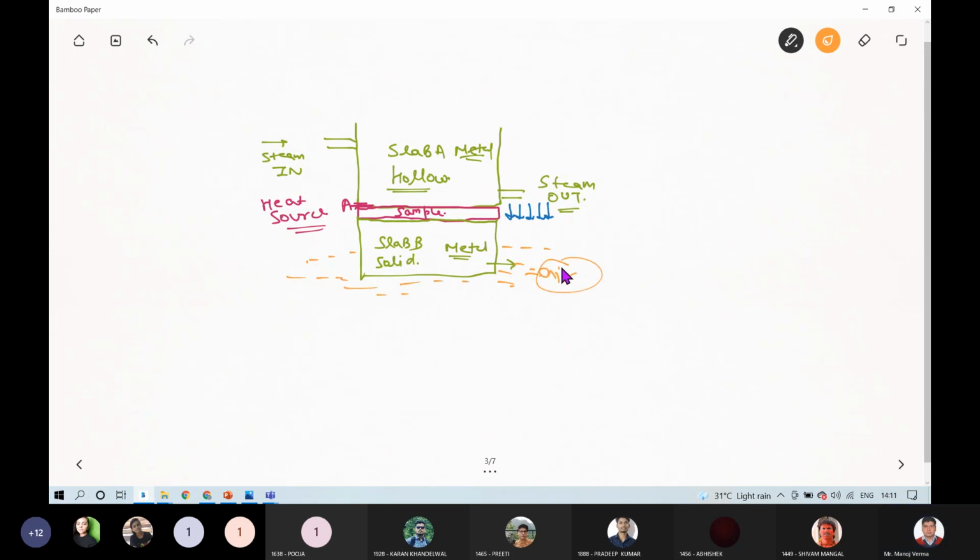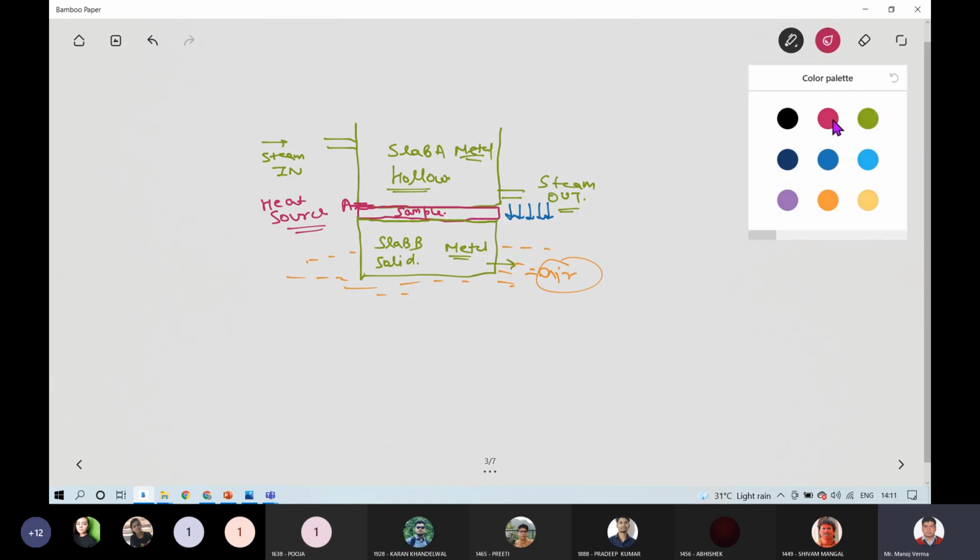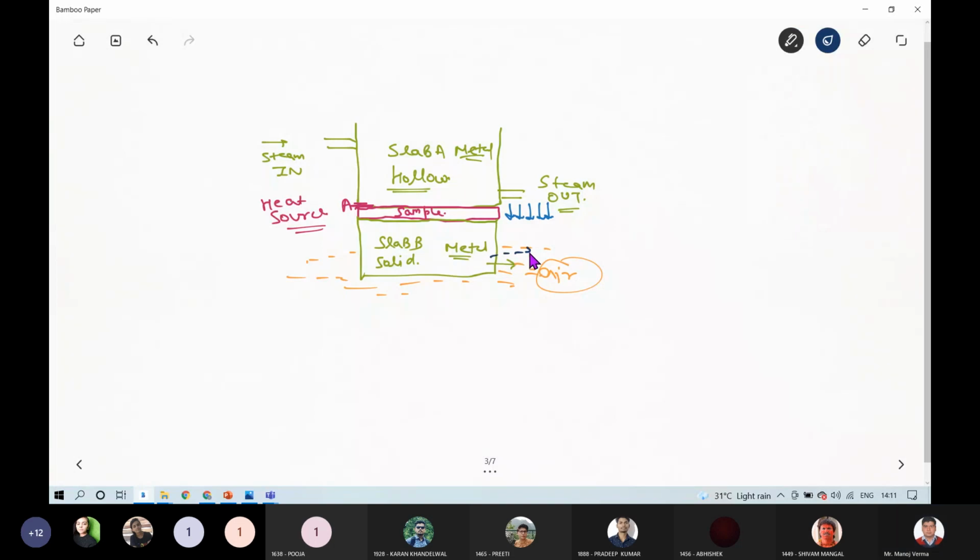But as you see, any material which has higher temperature will lose its energy to the surrounding through Newton's cooling. That means it will naturally cool itself automatically and lose its heat energy to the surroundings. So this slab B will act as a heat sink, or you can say a heat dissipator.